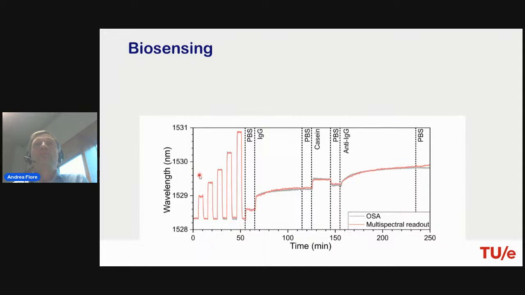Now, how does the experiment work? Well, we basically have a first part, which is calibration. We have this inside a fluidic cell. We flow several liquids with different refractive indices, and we see that the wavelength shifts due to the refractive index of the liquids. We measure that with the optical spectrum analyzer and with our multispectral sensor, and we use this data in order to build a model for the rest of the experiment.